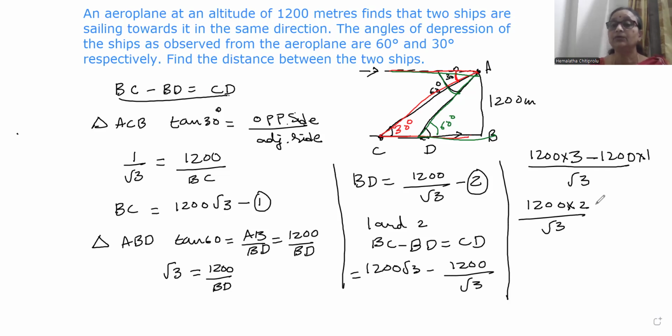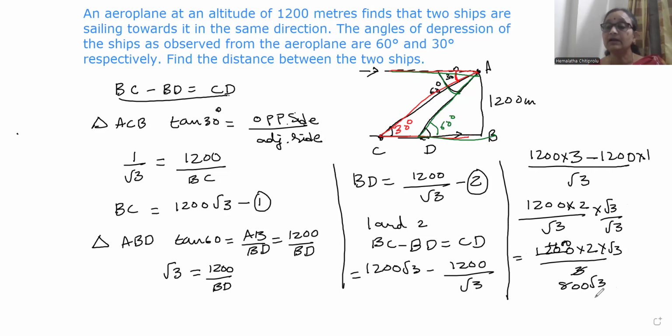Whenever we have a denominator root 3, we use rationalization, multiplying by root 3. So root 3 into root 3 is 3. 1200 into 2 into root 3 by 3. 3 ones are 3, 3 fours are 12, so 400. That is nothing but 800 root 3. Root 3 value is 1.732. So 800 into 1.732, when we multiply, we get 1385.6 meters. This is the distance between the two ships.